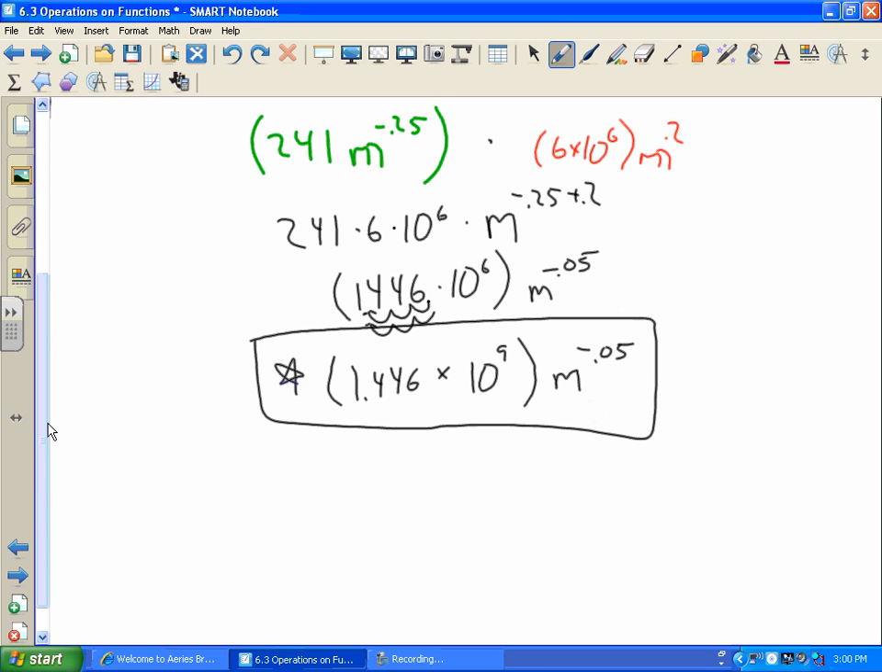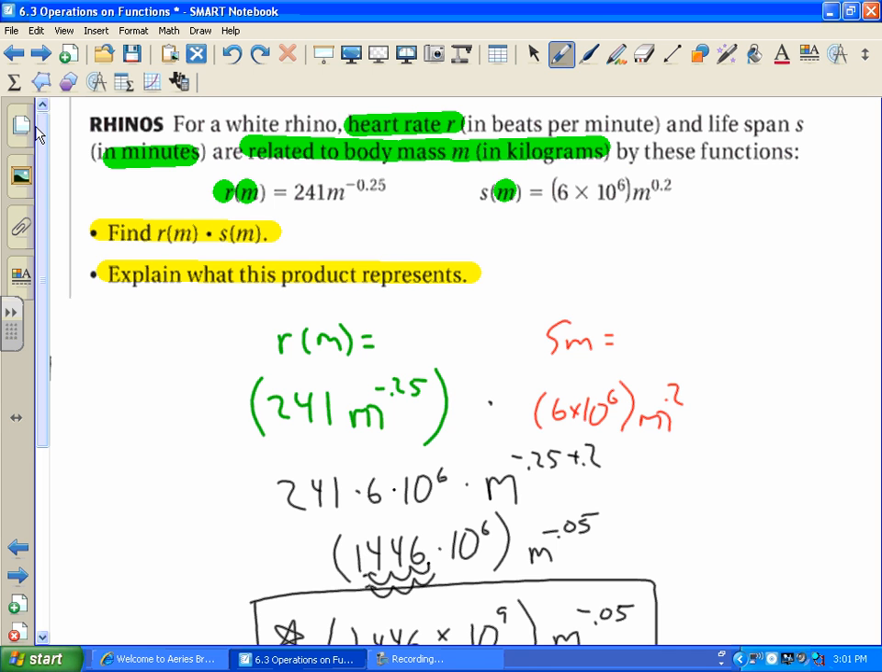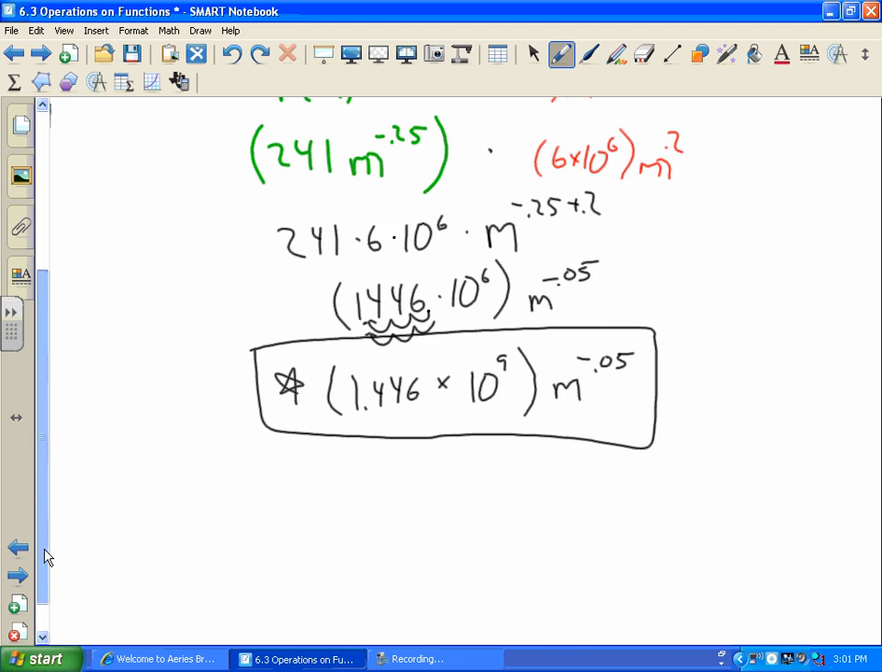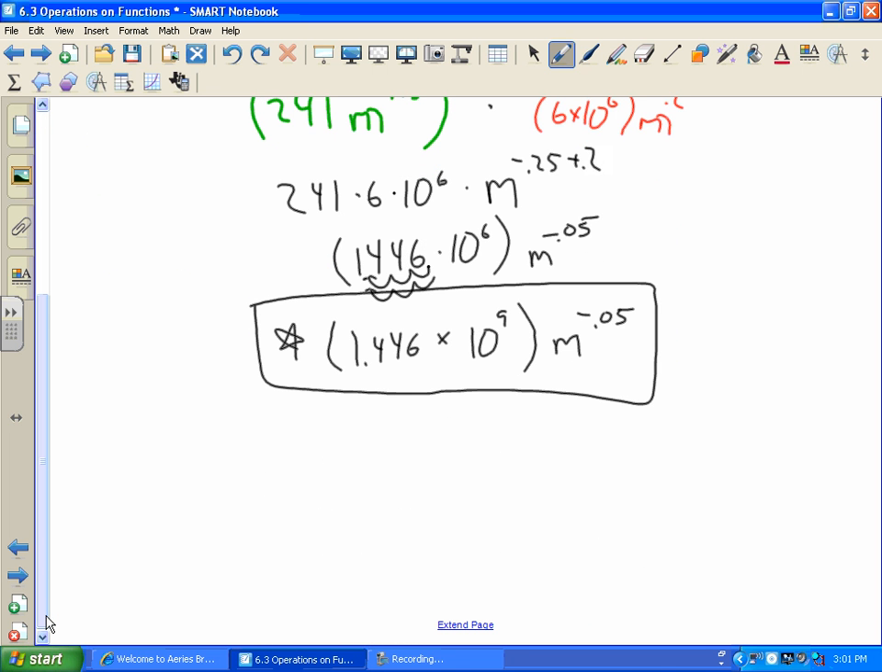And that will give us a grand total of how many beats the rhinoceros will have in its entire life. Again, beats per minute times the number of minutes should give you the total number of beats. In this case, you're talking about lifespan. So how big the rhinoceros is, times the beats per minute times the lifespan will give you total beats in the life of a rhinoceros. So there's your equation for the number of beats in the total life of a rhinoceros if we had its weight.